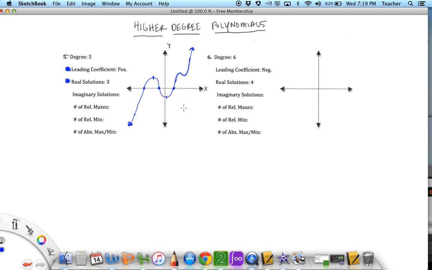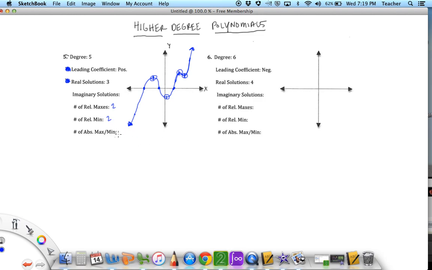I mean, your loop could be down here, and you could have it going up through the x-axis, but it has to satisfy the idea that there are 3 real solutions and 4 critical points. All right, now we're just going to talk about those critical points. In this case, we have 2 relative maximums, meaning we have 2 peaks. Then we have 2 minimums, a minimum here and a minimum there. So there are 2 minimums, and you'll notice that the relative maximums and minimums add up to 4.